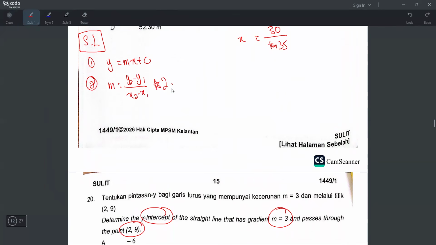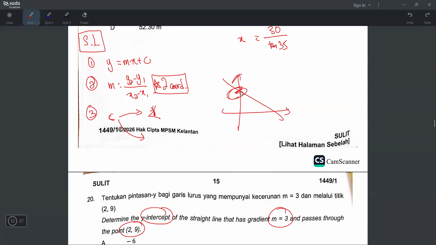Tapi kena ada dua coordinate baru boleh guna formula ni. Two coordinates. Third, to find the c ataupun dia punya y-intercept, ada dua cara. Cara pertama, guna mata tengok. This is mata, use your eyes, mata tengok. What is the meaning of guna mata tengok? Basically, go to the diagram and see whether they got give or not lah.